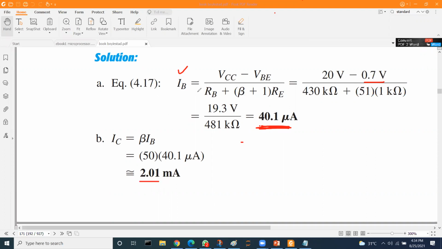Remember, IB has to be in the order of microamperes, as you can see from the units, and IC should be in milliamperes. This is a general consideration. Whenever you find a question, you should know that the value of IB should be in microamperes, and for BJTs the collector current should be in milliamperes. So this is important to remember whenever you solve a question.